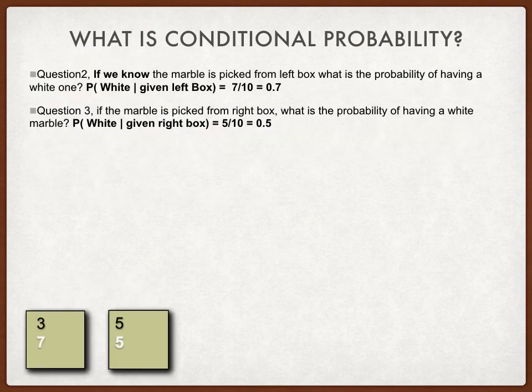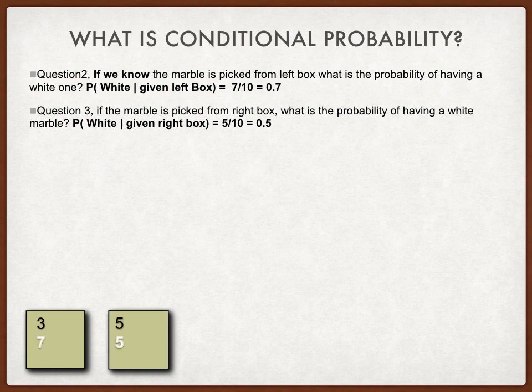Okay, now, next question. If I tell you that we have a sneak peek and we find out that the marble has been chosen from the left box, so what would be the probability for the same question? Like, what's the probability of a white marble being picked? In this case, knowing that the marble is coming from the left box, the probability is 7 divided by 10. So that's the probability conditioned on the left box being used to pick the marble.